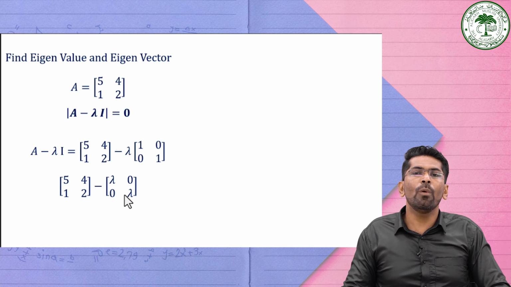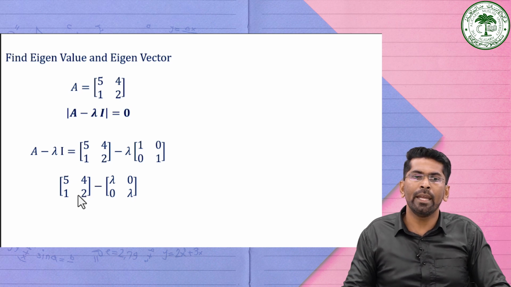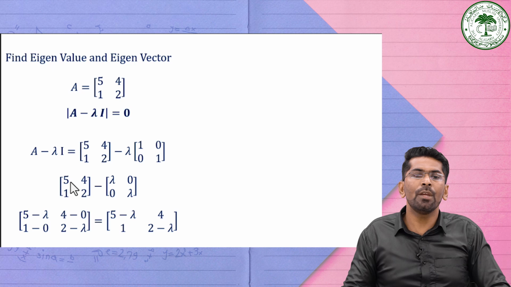Now I am going to subtract this matrix, [lambda, 0; 0, lambda], from the original matrix A. Then it will become 5 minus lambda, 4 minus 0, 1 minus 0, 2 minus lambda. Simplifying, it becomes 5 minus lambda, 4 minus 0 which is 4, 1 minus 0 which is 1, and 2 minus lambda, as it is.